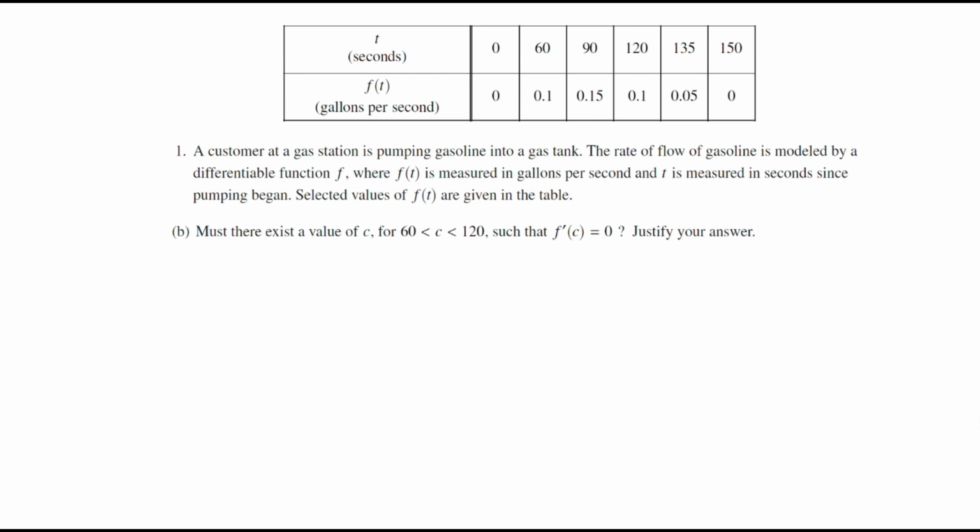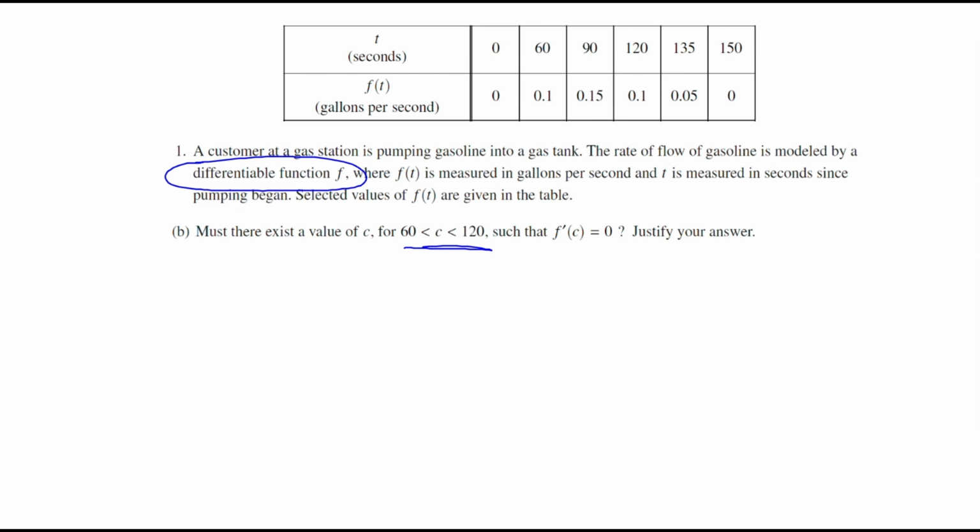In part B, it asks us if it's guaranteed that there's going to be a value c between 60 and 120 such that f prime of c is equal to 0. And so what we want to do here is think about what this is asking. It's asking us if the derivative is equal to 0, which, when they ask you if there is a derivative equal to some value, usually we're going to think about using the mean value theorem first. And since they've given us the interval from 60 to 120, first let's just check and see if the mean value theorem applies. Well, our function is differentiable.